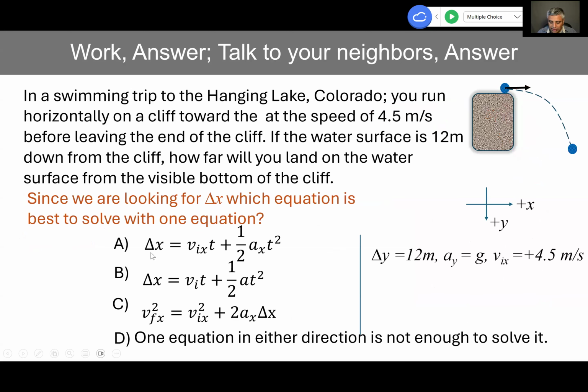So now here is another question. Since we are looking for displacement in the x direction, because it says how far will you land on the water, that means we are looking for that, okay? How much is that?